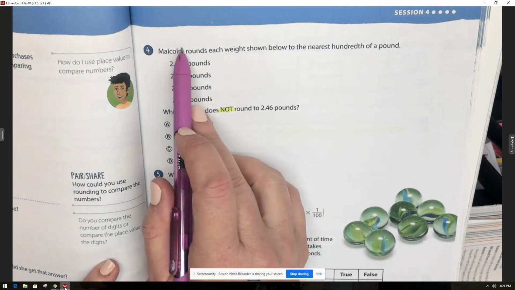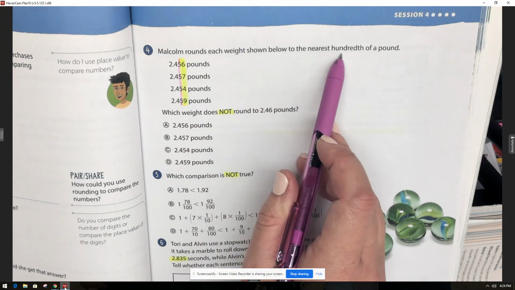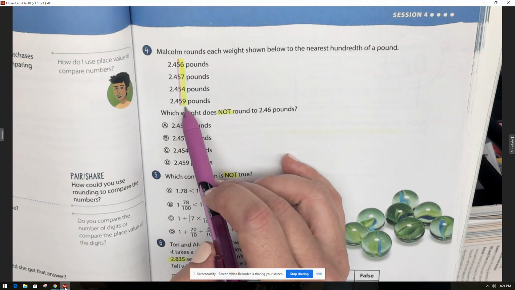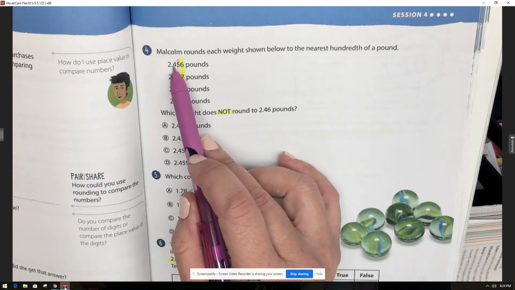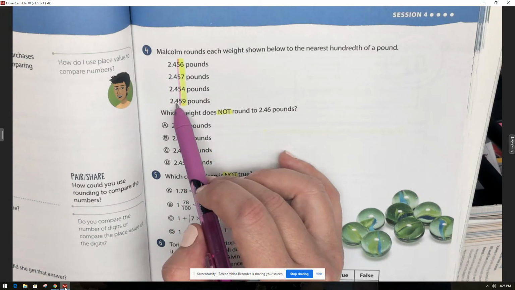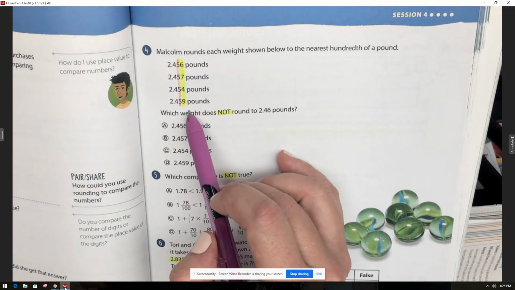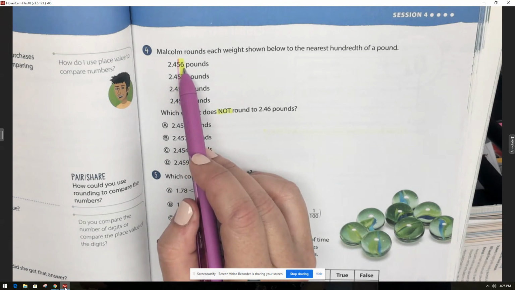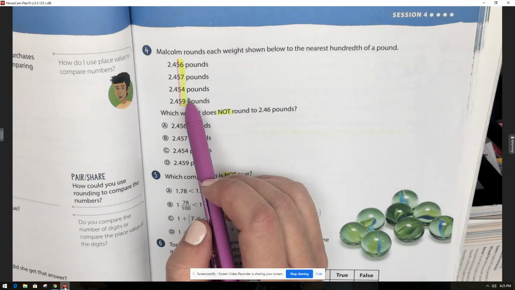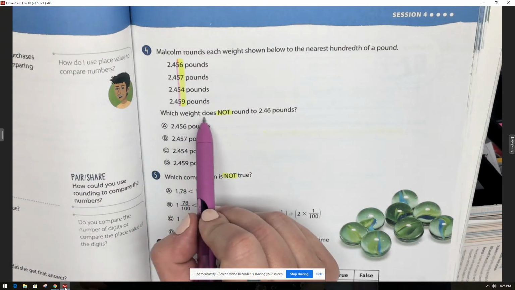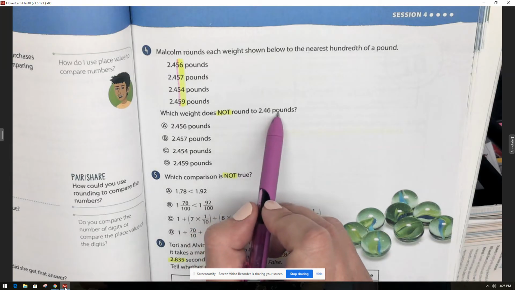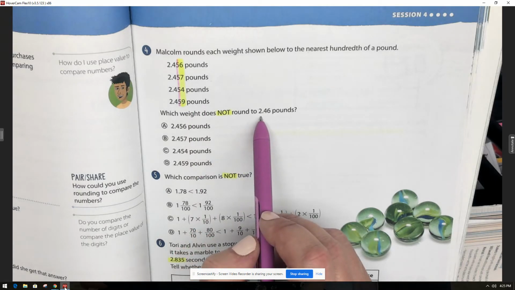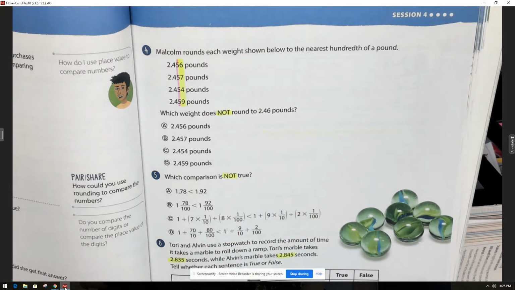Number 4, Malcolm rounds each weight shown below to the nearest hundredth of a pound. So the pink is the tenths, the yellow, the fours are in the tenths. The pink is in the hundredths, and the yellow is the thousandths. Remember, if we're rounding to the nearest hundredth, we have to look at the place value next to the hundredths to find out if we're going to round up or down. So which weight does not round to 2 and 46 hundredths pounds? So which of these 4 weights is going to not round to 2 and 46 hundredths pounds?